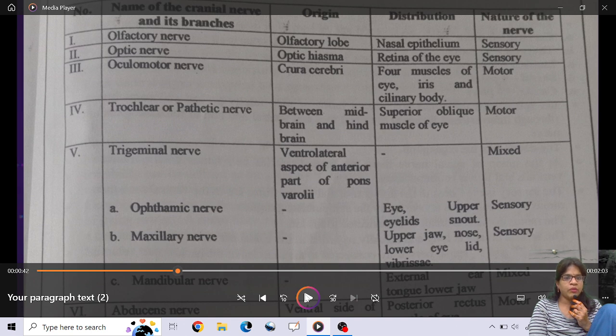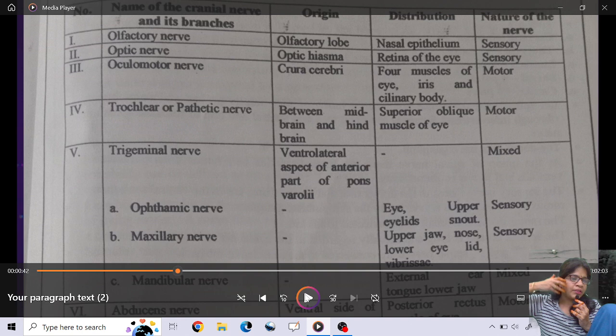The oculomotor nerve distributes to the muscles of your eye, and it is a motor nerve. And you have the pathetic nerve or trochlear nerve, which lies between your midbrain and the hindbrain, and it is again a motor nerve. Then the trigeminal nerve, an important nerve that supplies the eyes, eyelids, upper snout, jaw and nose.